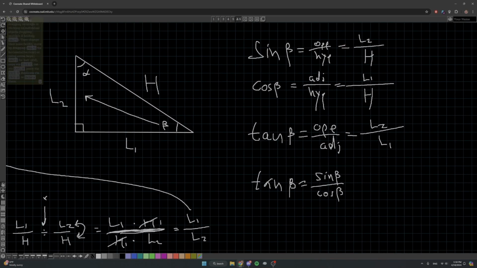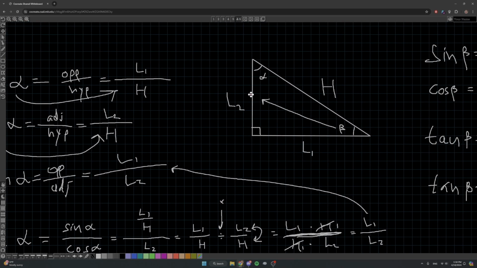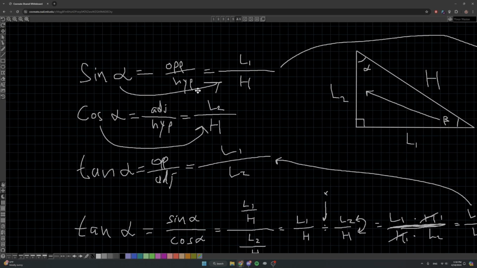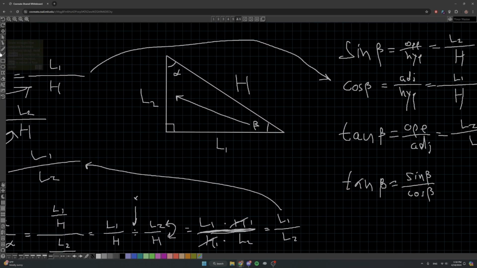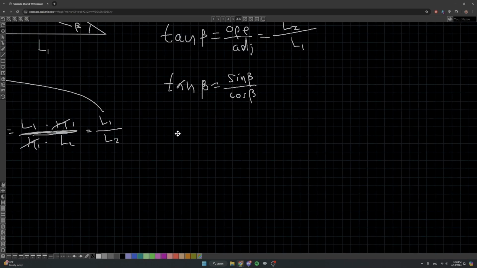But let's bring this all together, right? We've seen that sine of alpha is L1 over h. Sine of alpha is cosine of beta. Cosine of alpha is L2 over h. So that's this guy over here. This is getting kind of messy, but here's what I want you to know.